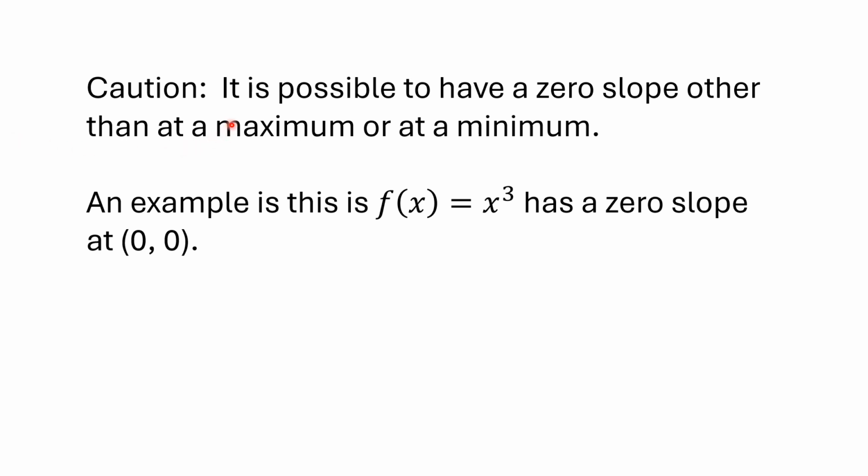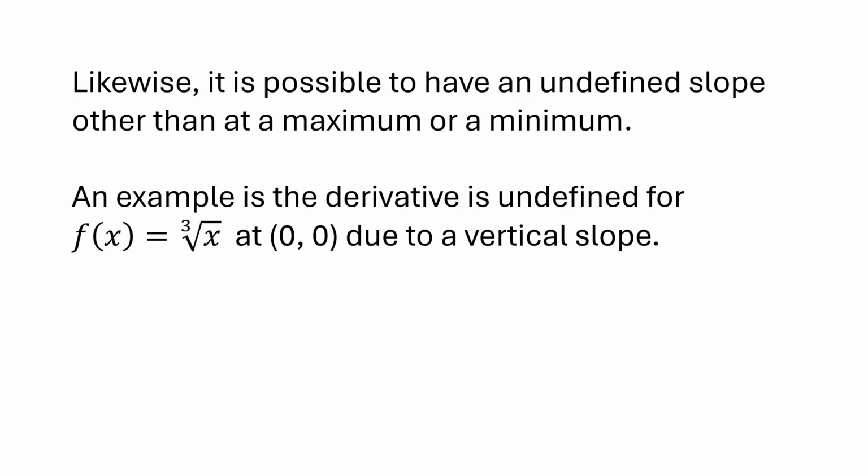Now, a little word of caution. It is possible to have a 0 slope other than at a maximum or a minimum. An example of this is f of x equals x cubed. There's a 0 slope at (0, 0). When x is 0, f of x is 0. But that is neither a maximum nor a minimum. So we're finding tools to help us find maxima and minima.